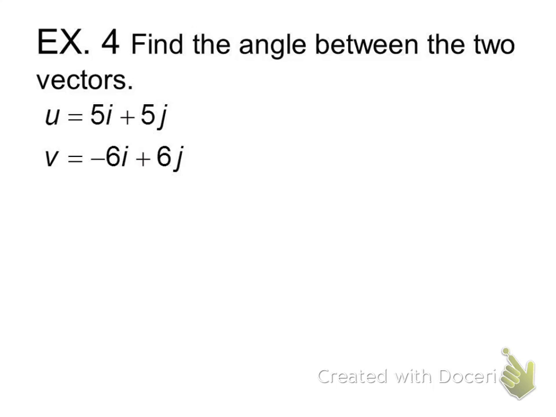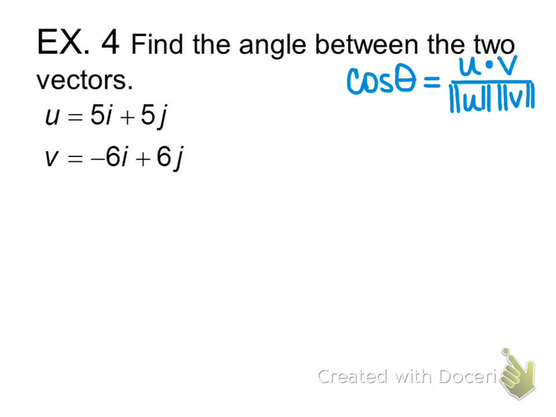Okay, number 4 wants us to find the angle between the two vectors. The formula to find the angle between two vectors is cosine theta equals the dot product of u and v divided by the magnitude of u times the magnitude of v. So let's first rewrite our vectors in component form. So vector u is 5, 5, and vector v is negative 6, 6.